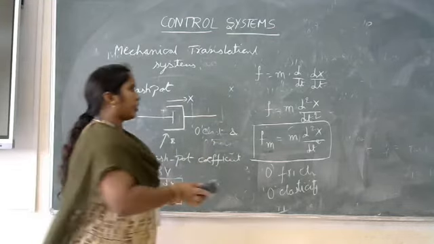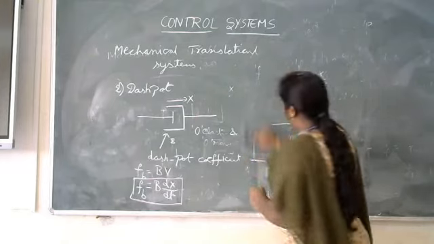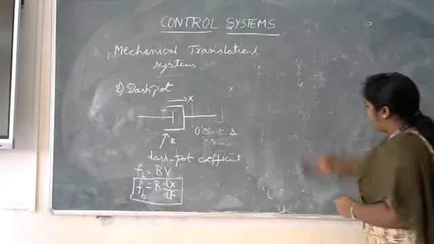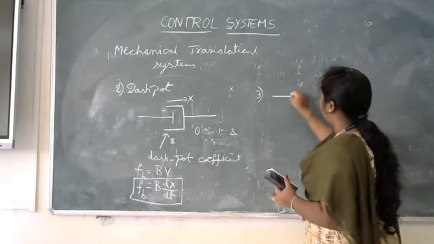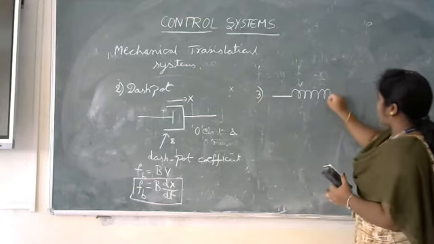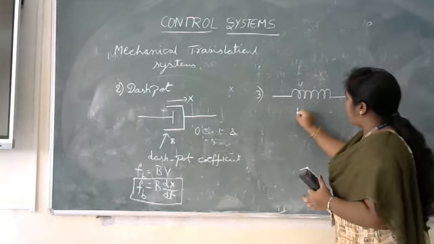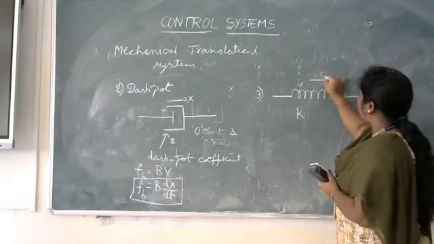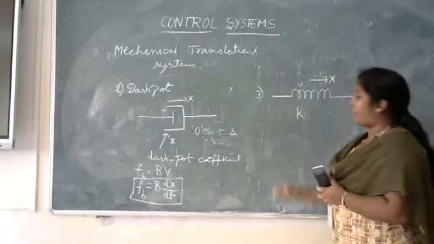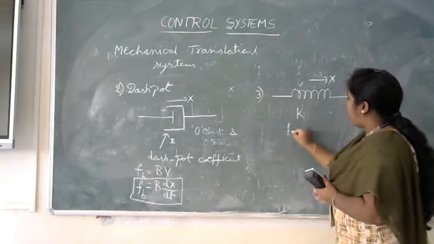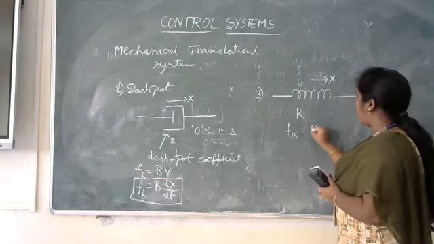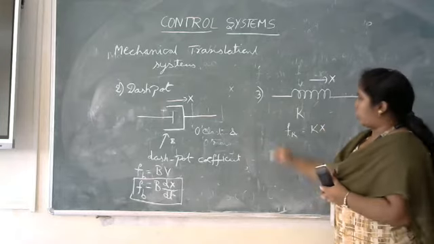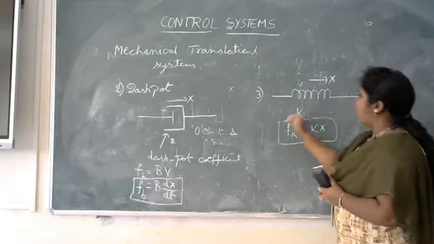Next, coming to the third element, which is the spring. Here I am considering the spring like this, having a spring constant K, and this is the displacement done by the spring if I am applying a force Fk. Fk is equal to K into X. So this is the equation for the spring.